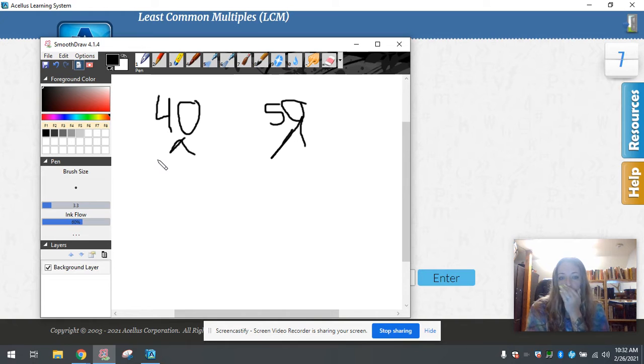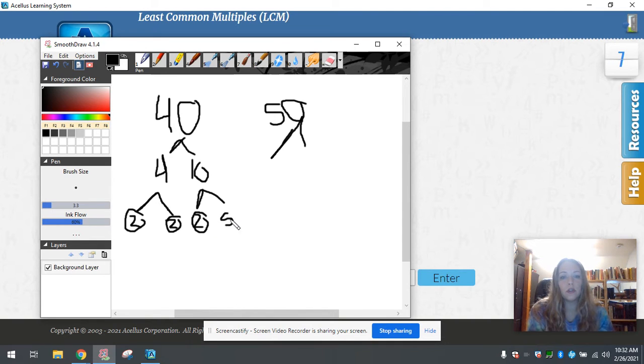So 40, I know 4 times 10 equals 40, or I could have done, I know 40 is even, so I could have divided by 2 and gotten 20, but I'm just going to do it this way. 4 is even, so I can divide it by 2. If I do that, I get 2. 2 is a prime number, so I circle it. 10 is even. I can divide it by 2. If I do, I get 5.